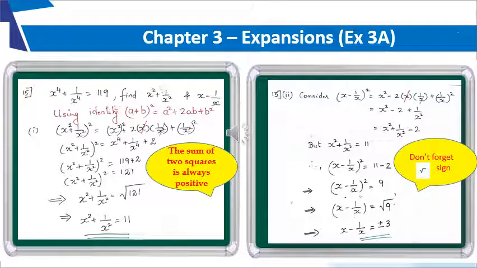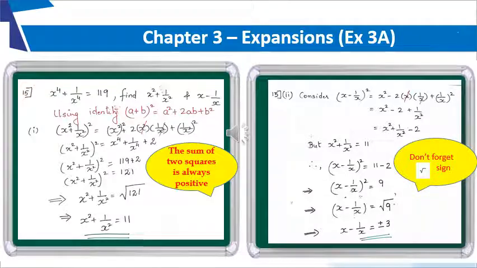Begin with x square plus 1 upon x square the whole square. Substituting the first and the second term, we get the answer x square plus 1 upon x square is equal to square root of 121. That implies x square plus 1 upon x square is equal to 11. Note, we cannot use the value as minus 11 since the sum of two squares is always positive.